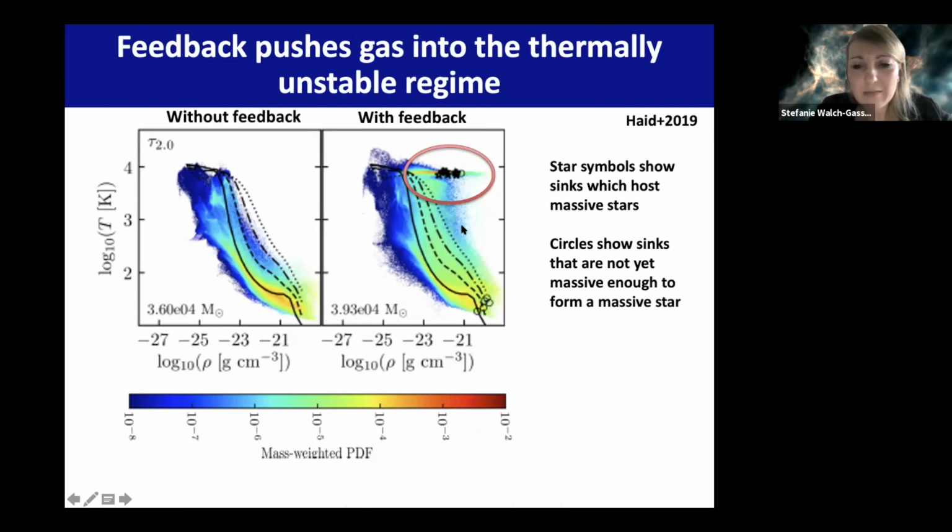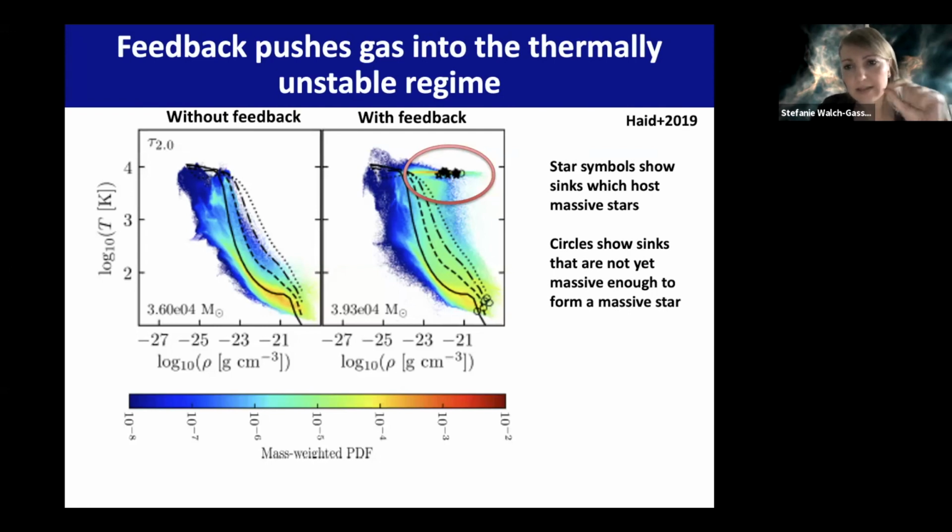Coming back to our 2-dimensional density PDF, again, this is a mass-weighted PDF. If we compare the same zoom-in run with and without feedback, then you can see that without feedback, it looks like this. It basically follows the equilibrium curve for the interstellar radiation field we set and the solar metallicity. When we have feedback in addition, there is this horizontal branch forming at around 8,000 Kelvin or so. This is the H II regions which are showing up, and the star symbols show you where the massive stars are sitting, which are producing ionizing radiation.